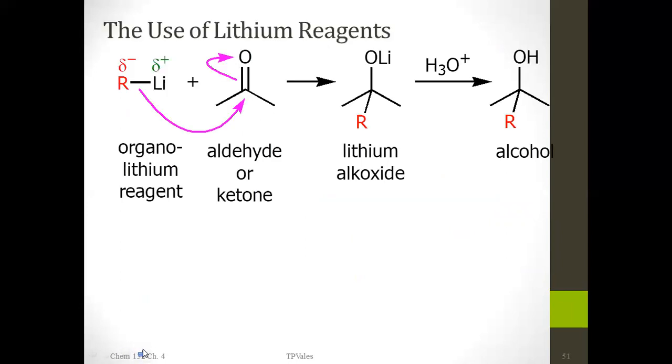For the use of lithium reagents, it works in a similar way. You can have your aldehyde. Also, you have your organolithium reagent, the same as with Grignard reagent. Instead of MgX, like MgBr, you use your alkyl attached to lithium instead. So you have your organolithium reagent.